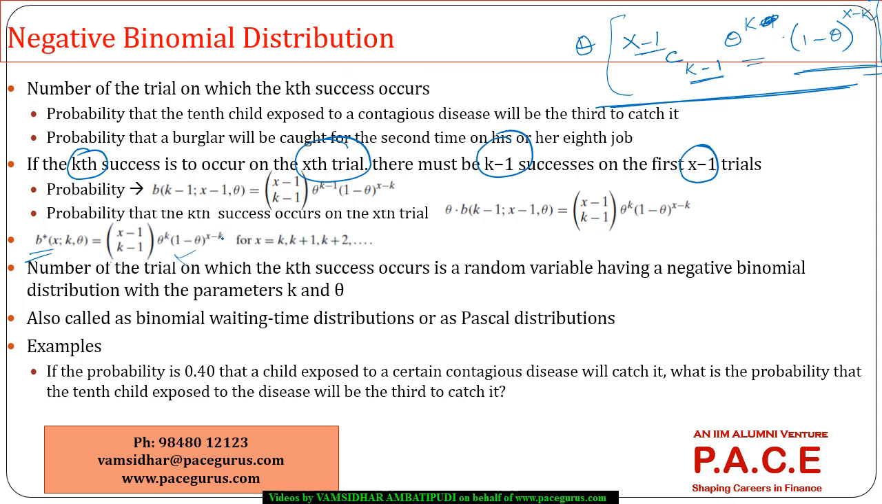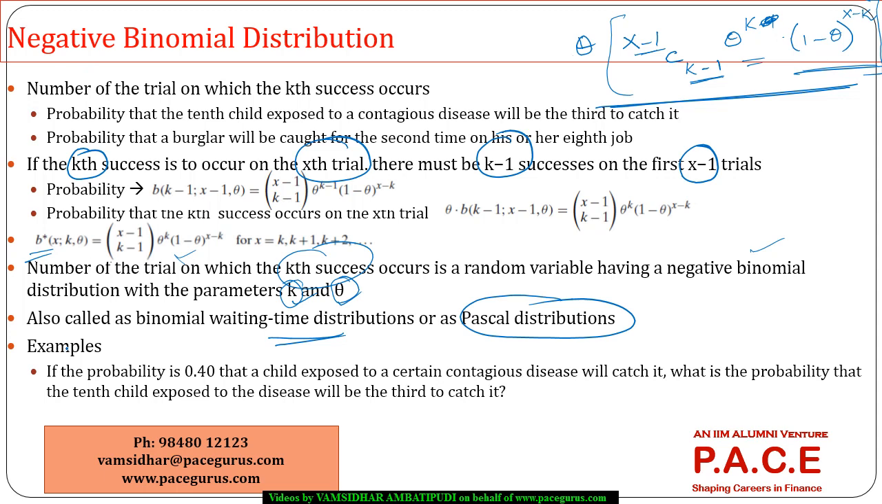The number of trials in which the kth success occurs is a random variable having a negative binomial distribution with parameters k and theta. K talks about the kth success and theta is talking about the probability of success. In some cases, we also call it a binomial waiting time distribution, or in some textbooks, it's also called a Pascal distribution, which is otherwise very commonly called a negative binomial distribution.